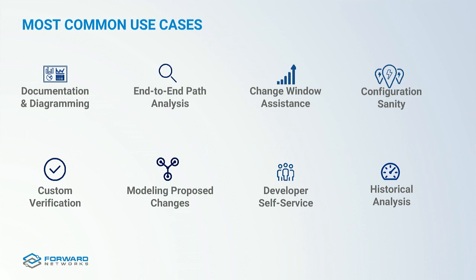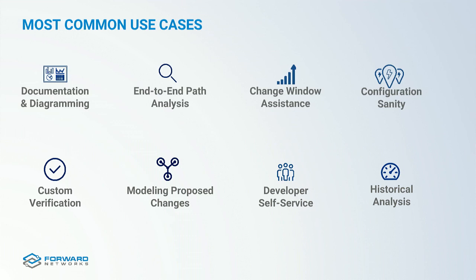The first one is documentation and diagramming. A lot of our customers use the topology that's inferred by the Forward Enterprise model as a live document and diagram of the current state of the network. Another use case is end-to-end path analysis. Customers use Forward to better understand the behavior of the network, especially at the front end of a trouble ticket.